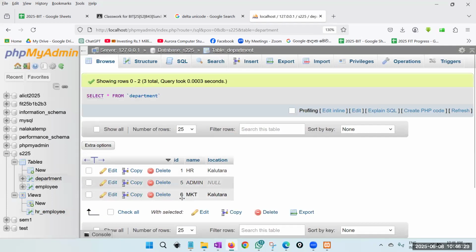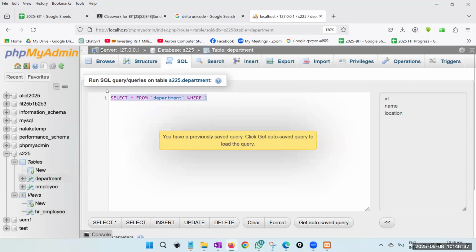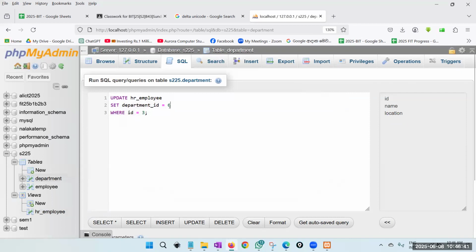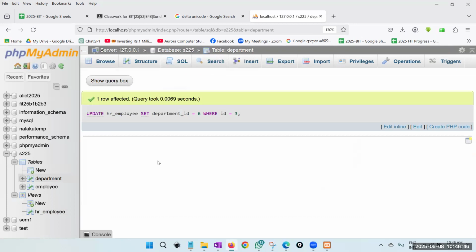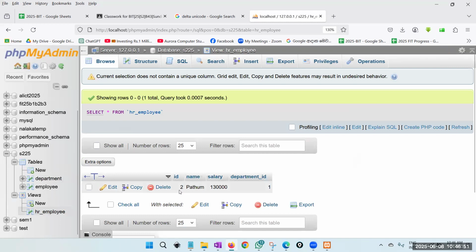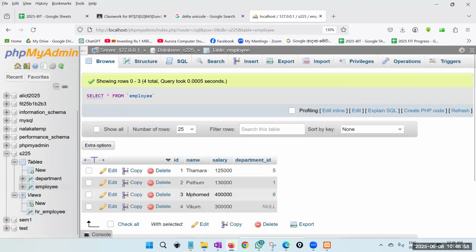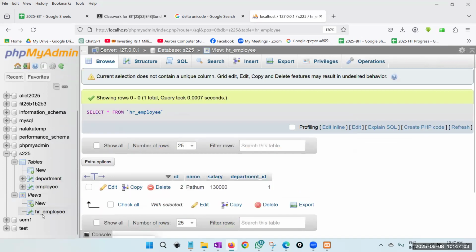So let's change the department ID to maybe 6. That is nothing to do with our SQL sheet, because it must be a valid department ID. Referential integrity constraint. Now let's run it. Done. But now if you go to the HR employee view, that record is not there, because this view is only for department ID 1. But the table record is still there. Now this guy is in a different department, so he is not in this view.